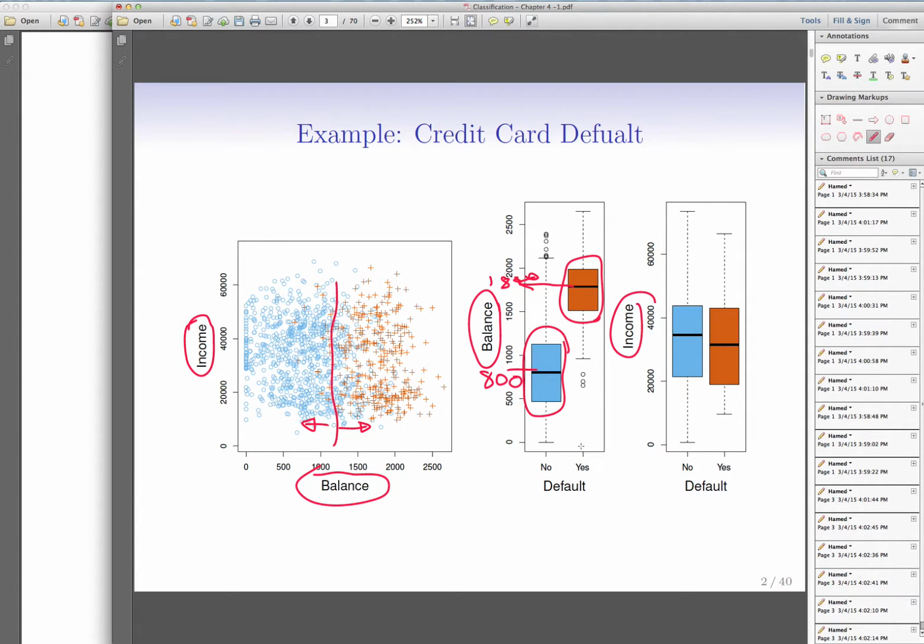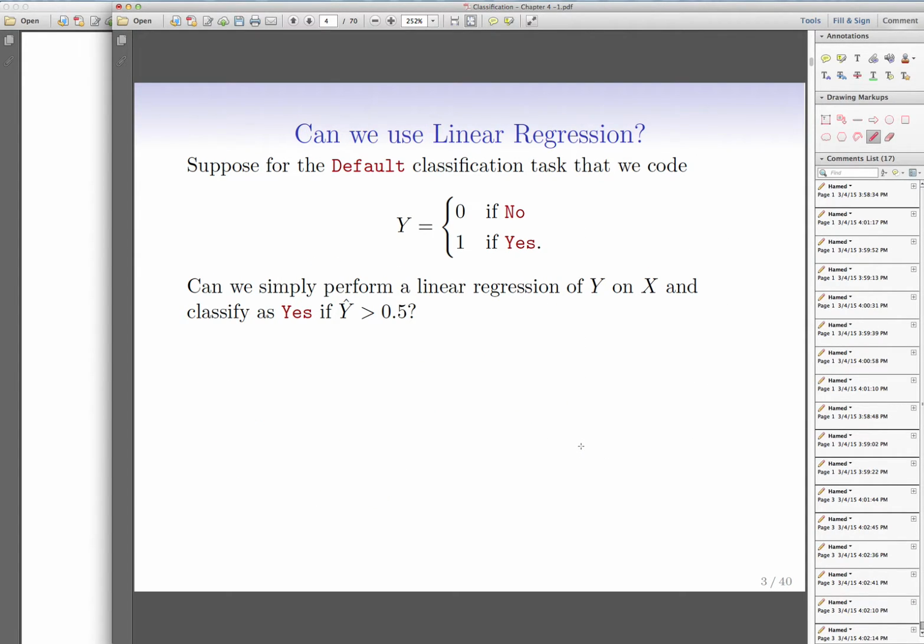So let's see how we can do what we visually observed in mathematical formulations. So if you have two categories, like before, you're going to assign it to a dummy variable which gets value 0 if one of the cases happens, one otherwise. So for example, here we assign 0 to no default and 1 to default.